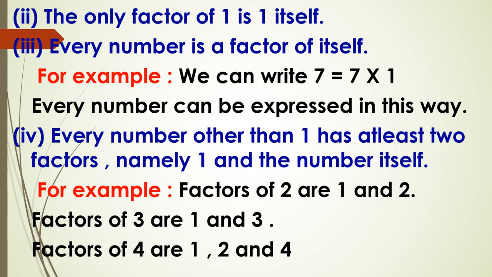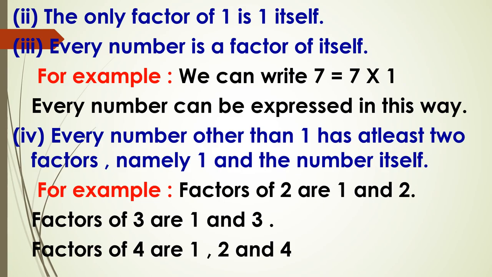What are they? At least they are 1 and the number itself, because we have learned that 1 is a factor of every number. And we know that every number is also a factor of itself. Check it with the help of examples. Factors of 2 are 1 and 2. Factors of 3 are 1 and 3. Factors of 4 are 1, 2 and 4.